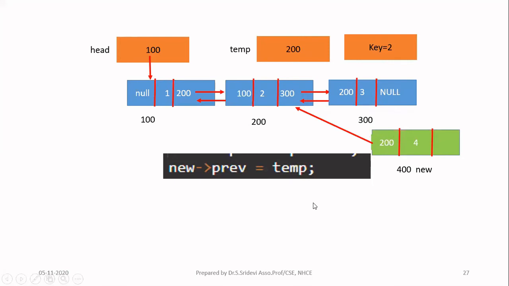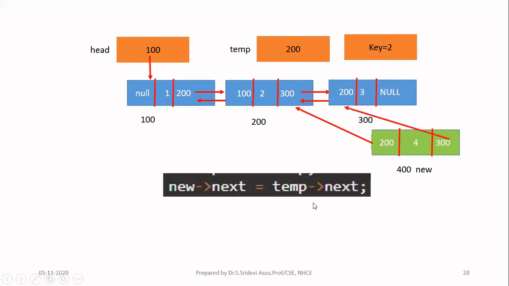Now, what are the remaining pointers we have? Many pointers are still pending. Now let us see the next one. Now I have to make this next field of the new node point to this node. How to do that? For that, I have to store the address of this node, 300, in the next field of the new node. Where is 300 available?